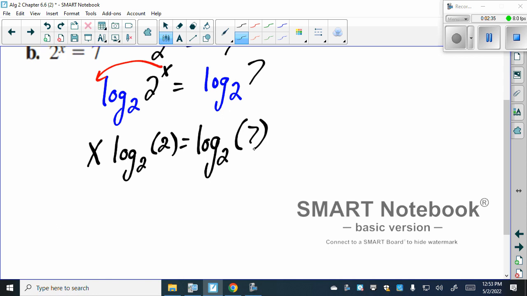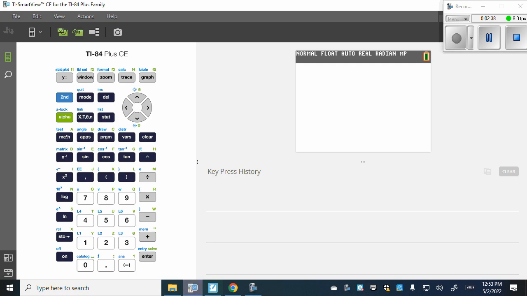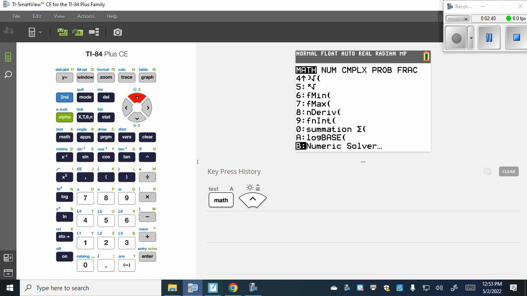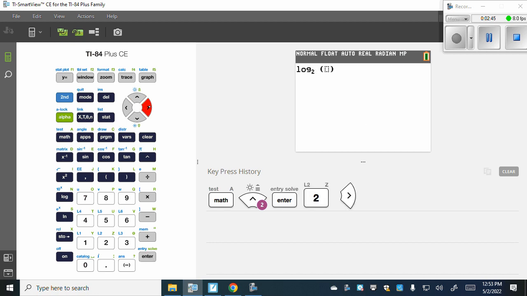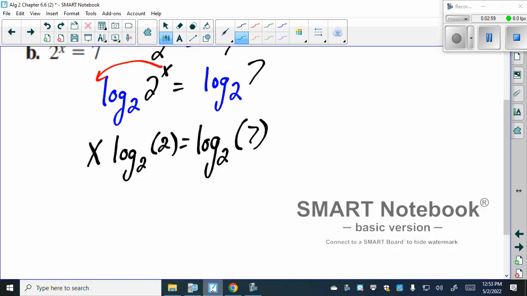Now we can calculate these. If I wanted to calculate log base 2 of 2, we can go to math, log base 2, 2. So log base 2 of 2 gives us 1, which really just leaves us with x is equal to log base 2 of 7.